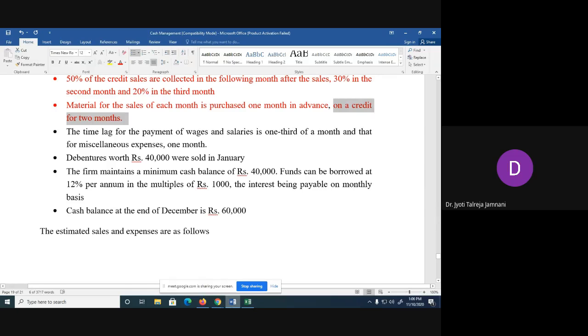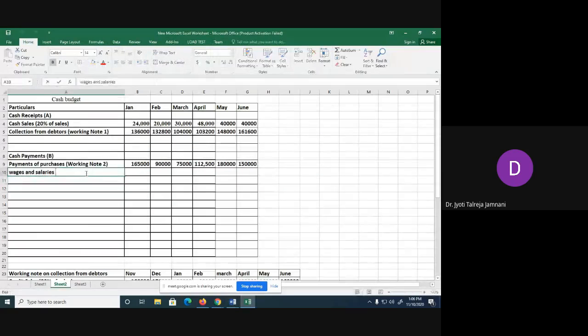The time lag for the payment of wages and salaries is 1/3 of a month. That means 1/3 will be paid later. So 1/3 of a month is time lag. Okay, so I'll write here 1/3 time lag. So that means 1/3 will be paid in the next month. So 2/3 will be paid in current month. So it is 2/3 in the current month. 1/3 is the lag, means 1/3 will be paid later.